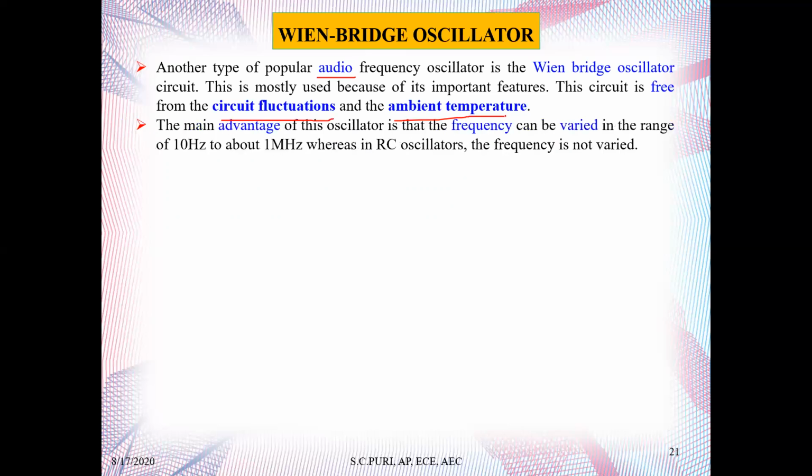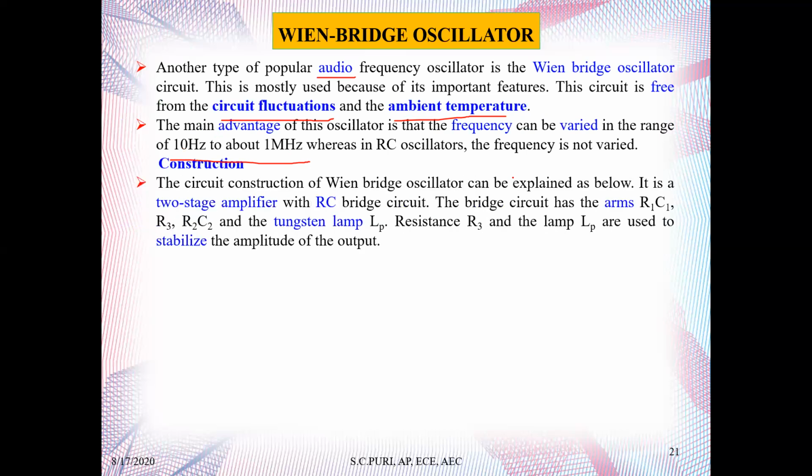The main advantage of the oscillator is that the frequency can be varied in the range of 10 Hz to 1 MHz, whereas in the RC oscillator, the frequency is not varied. Now let's talk of construction. The circuit construction of Wein bridge oscillator can be explained as below.